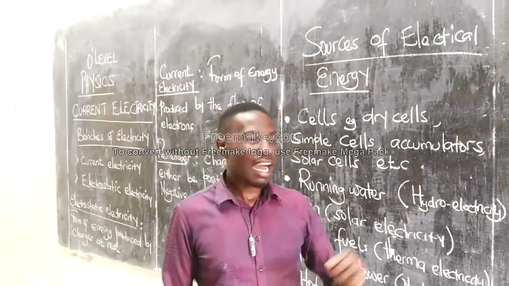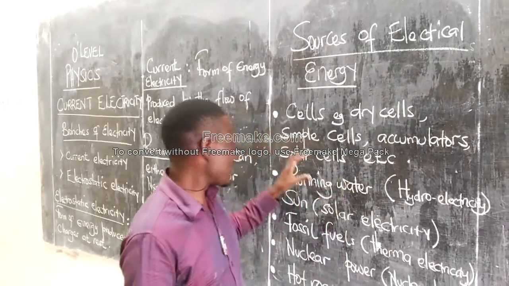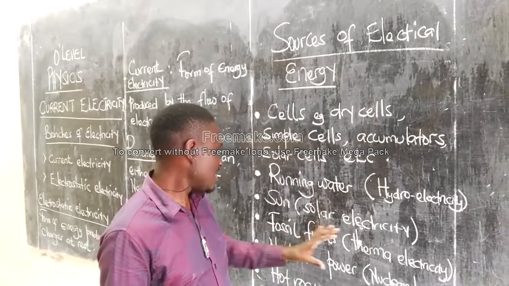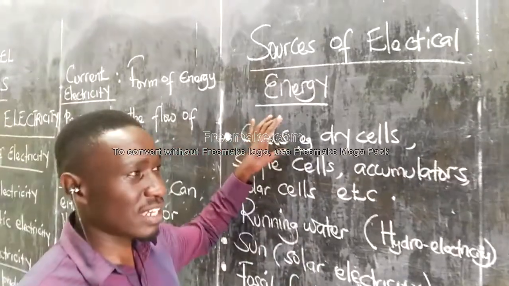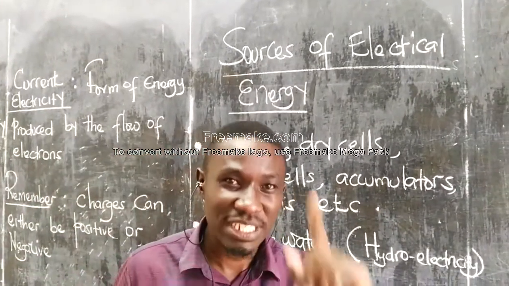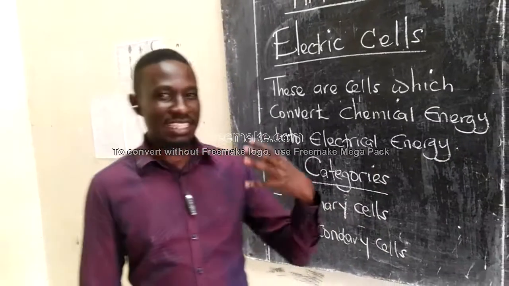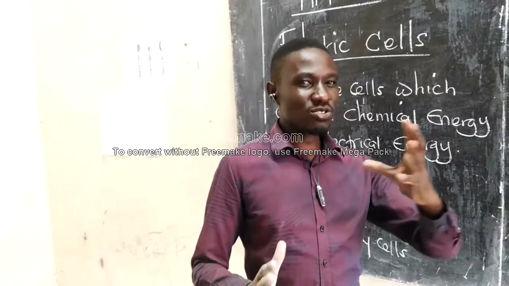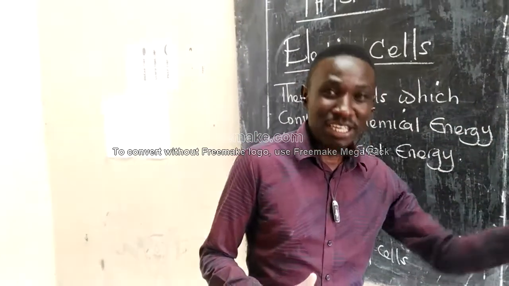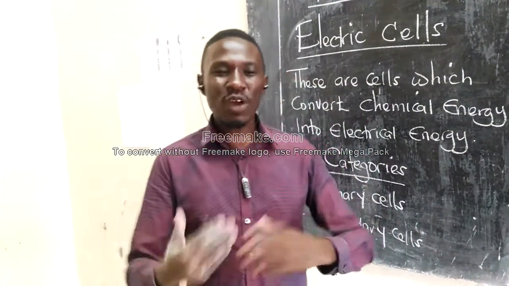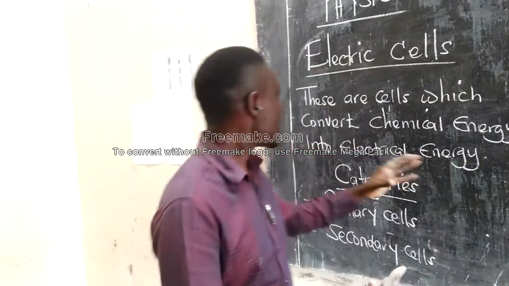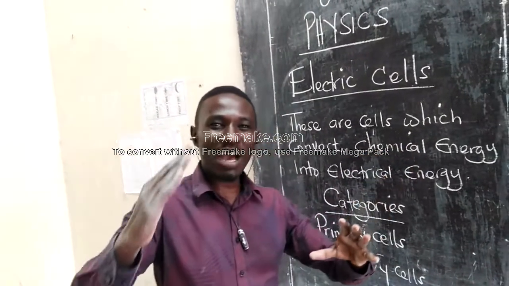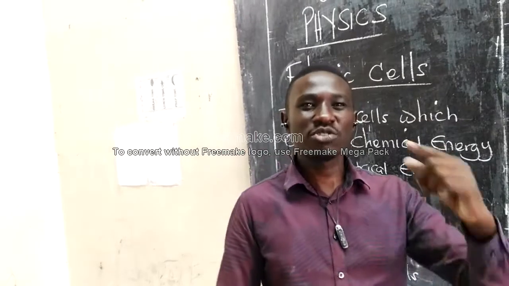So dear children, we are not going to focus so much on running water, sun, fossil fuels and others. Let us focus on cells. Let us look at what we call electric cells. Remember we said that cells are sources of electrical energy. So let us look at them in detail. What are these electric cells? Electric cells, in simple terms, are just cells that convert chemical energy to electrical energy.